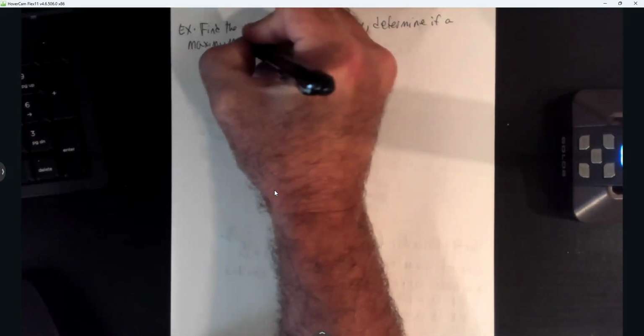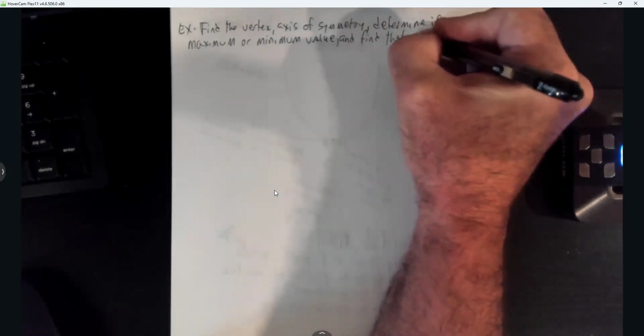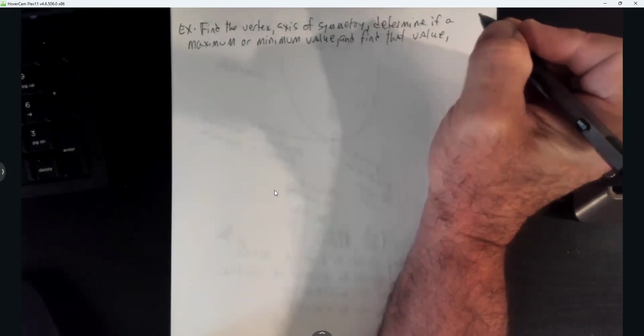Also, we're going to actually play these by hand. So this one says find the vertex, find the axis of symmetry, determine if there's a minimum or maximum value, find that value, then graph the function.